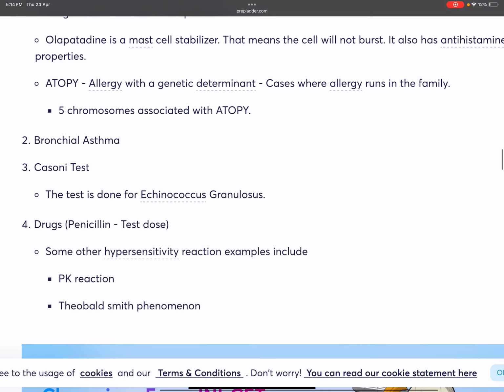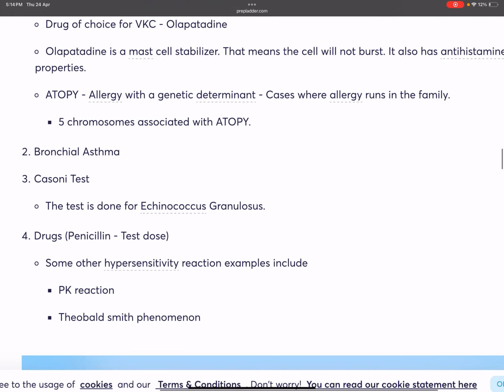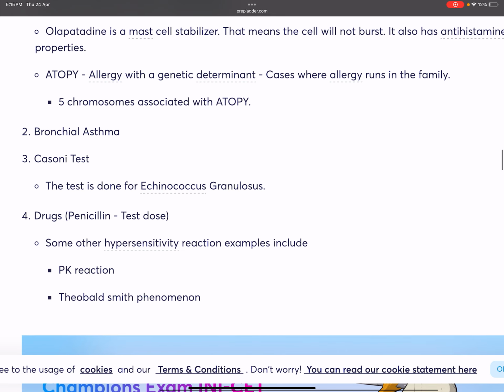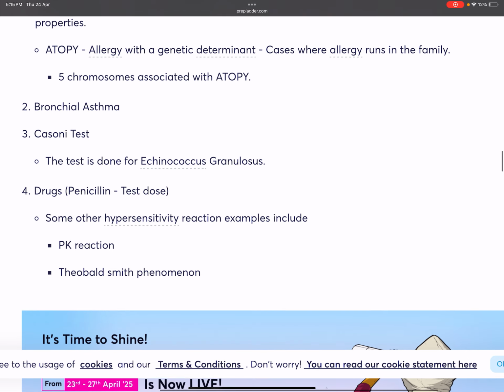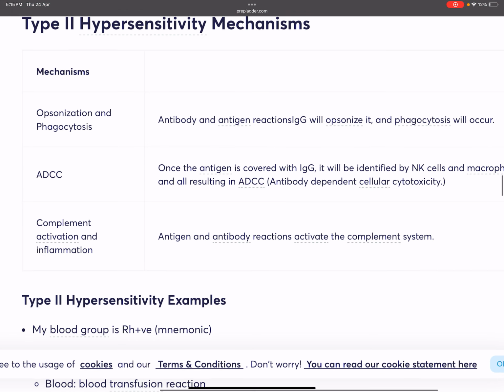Next comes bronchial asthma. Then the Casoni test. The Casoni test is done for Echinococcus granulosus. Drugs, penicillin test is done, and there is some hypersensitivity reaction as well.